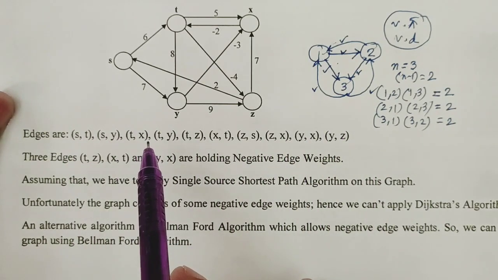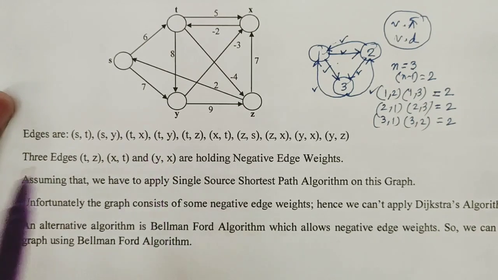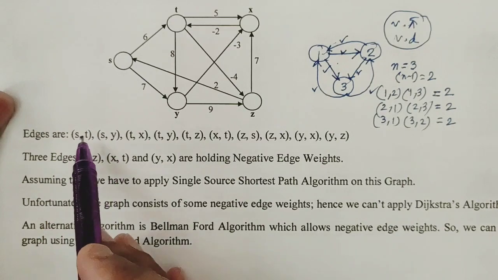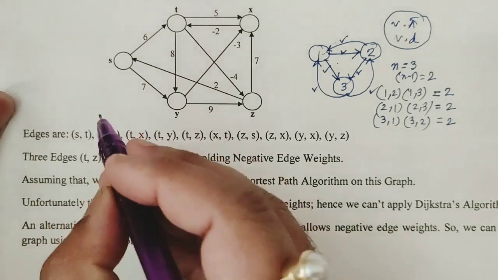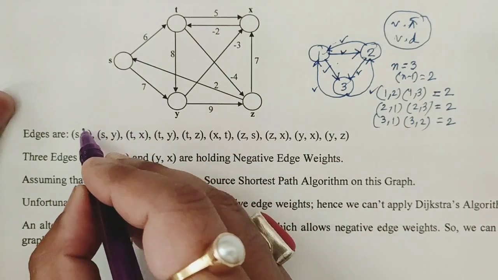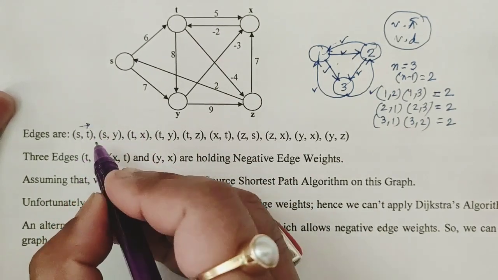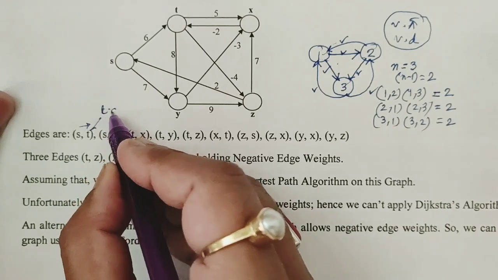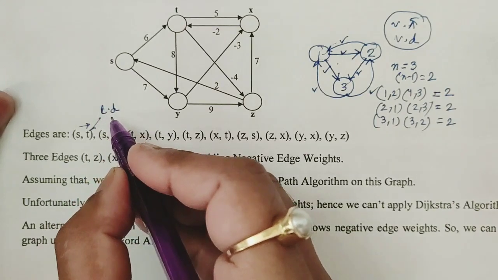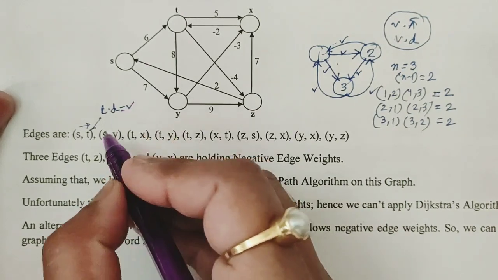Whatever updates you get, you have to use this update for the next iteration. And what do we mean by update? Suppose you are applying relaxation from S to T and assume that there is a successful relaxation, S to T. Successful relaxation means the D value of T is changed from its earlier value. It will accept a new value.